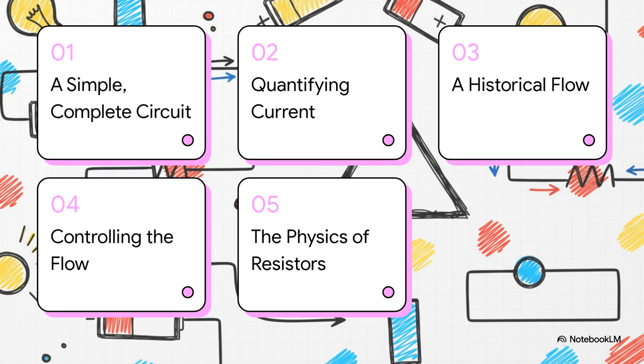First, we'll look at a simple car headlight circuit. Then, we'll figure out how to actually measure the flow of charge by defining what current is. After that, we'll tackle this weird but super important historical quirk about which way the current flows. Then we'll ask, what's controlling the flow? That's resistance. And finally, we'll dive deep into the physics of what actually creates that resistance in a material.